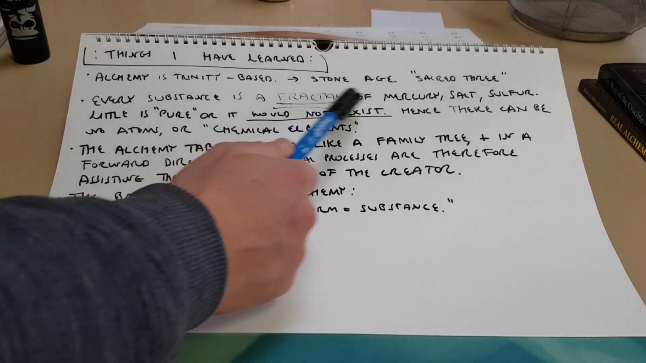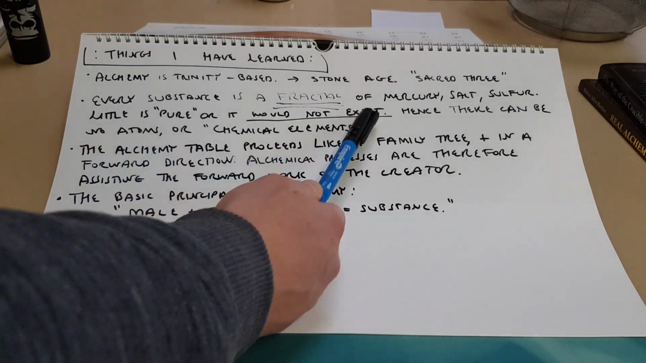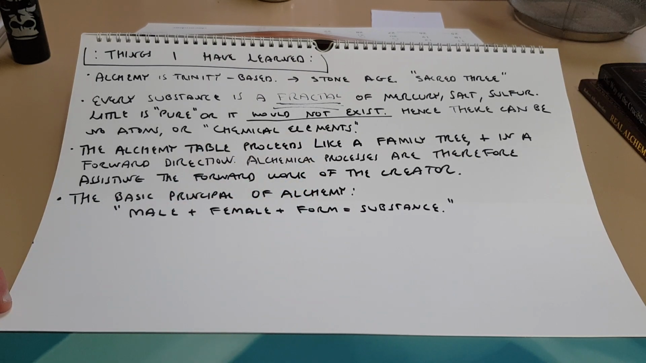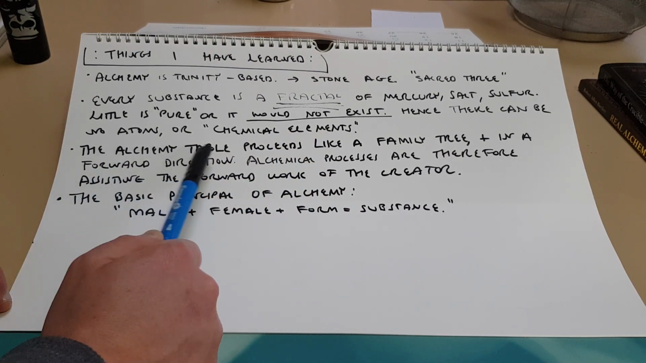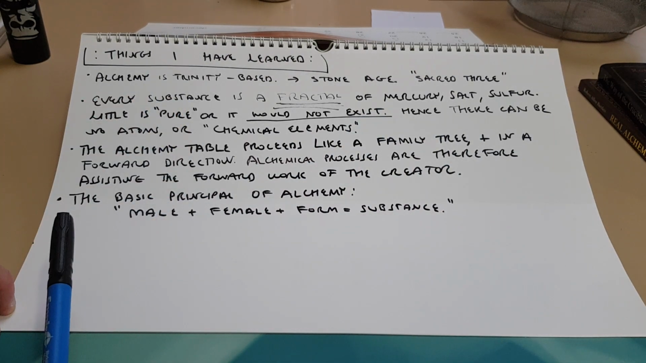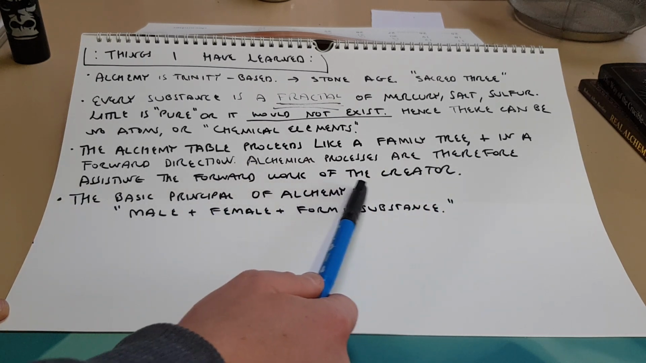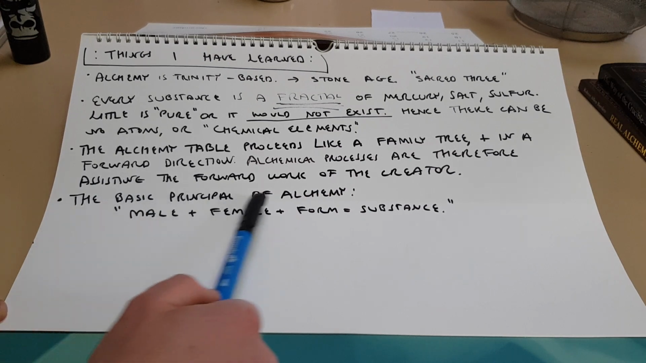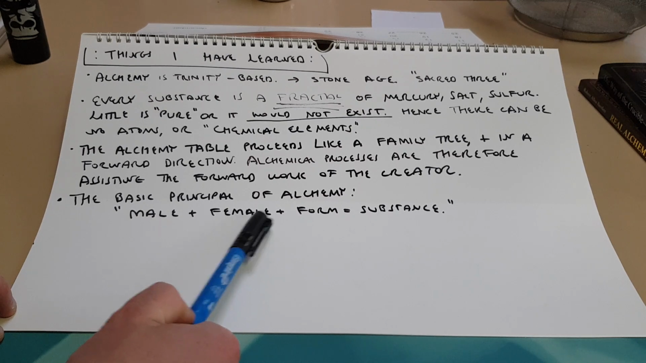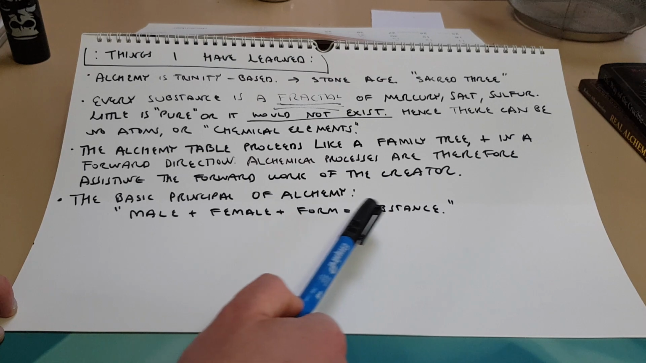Every substance is a fractal of mercury, salt, sulfur, as we've seen. Little is pure, or it would not exist. Hence, there can be no atoms or chemical elements. The alchemy table proceeds like a family tree in a forwards direction. Alchemy processes are therefore assisting the forward work of the creator. The basic principle of alchemy, it's not making gold, as we've seen. It's male plus female plus form plus substance. Mercury, sulfur, salt equals substance.